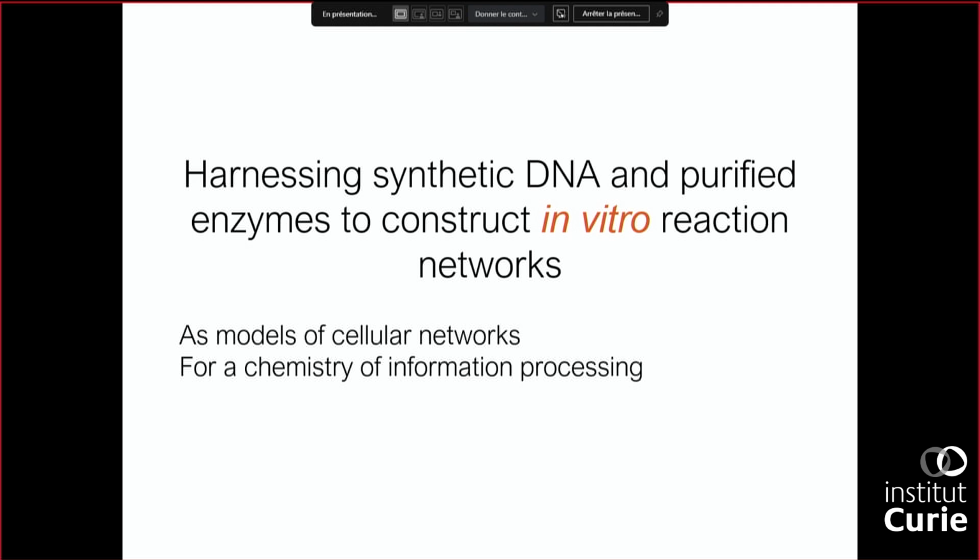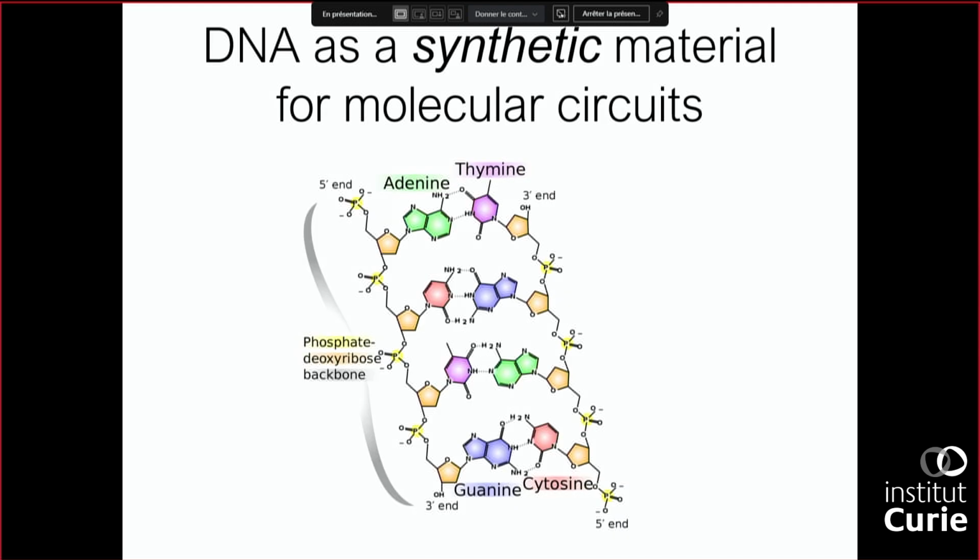And maybe there is also a possibility of designing a chemistry of not just processing physical-chemical states, but maybe also processing information. And to do that, we will use synthetic DNA and purified enzymes still. So I will be very brief on this one, but you probably know the structure of DNA. So DNA is a polymer, informational polymer, because it's made out of a number of different building blocks, so 4 in that particular case.